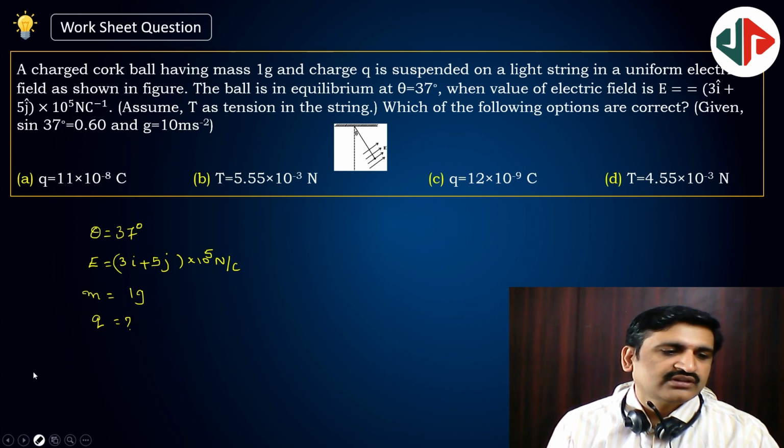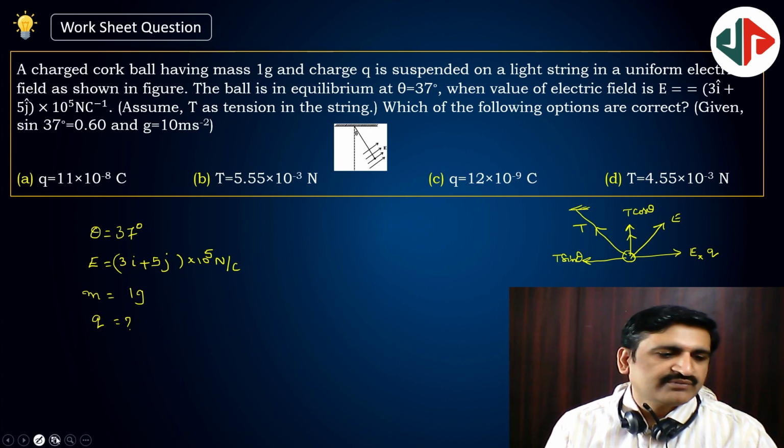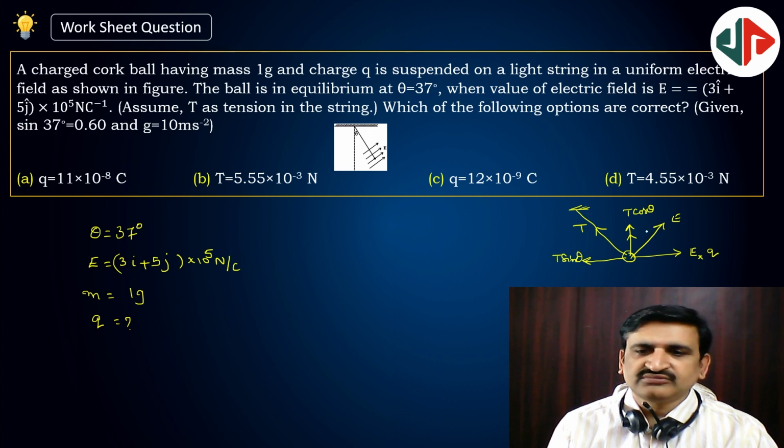Suppose, yeah, here is the pendulum. Its field is like this, E. So it's already component wise. Ex will be there, into Q will be force. This will be tension T. So T sin theta will come like this, and T cos theta will come like this. Of course, Ey into Q also will come this way only, Ey into Q also will come like that, and mg will be downwards.